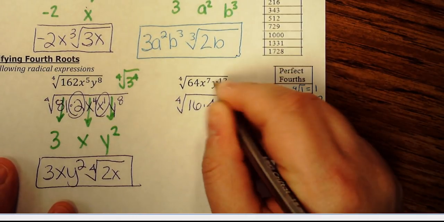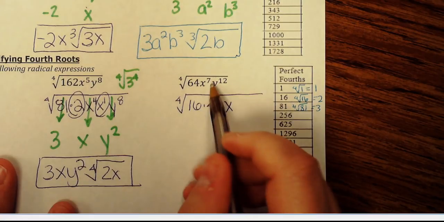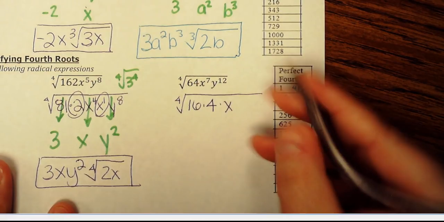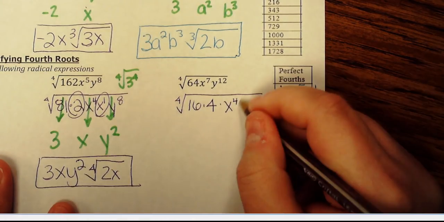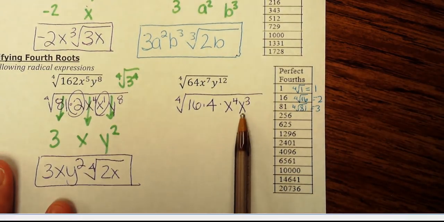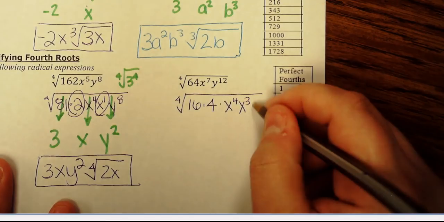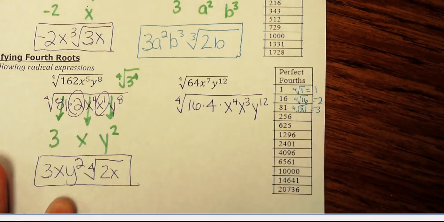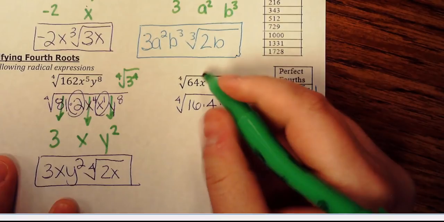Okay, 7 is not divisible by 4. The biggest multiple of 4 that's going to break down into the 7 is going to be x to the 4th, x to the 3rd. So we're going to have 3 x's left under here. Now, y to the 12th. 12 is divisible by 4, so I'm just going to leave that alone.